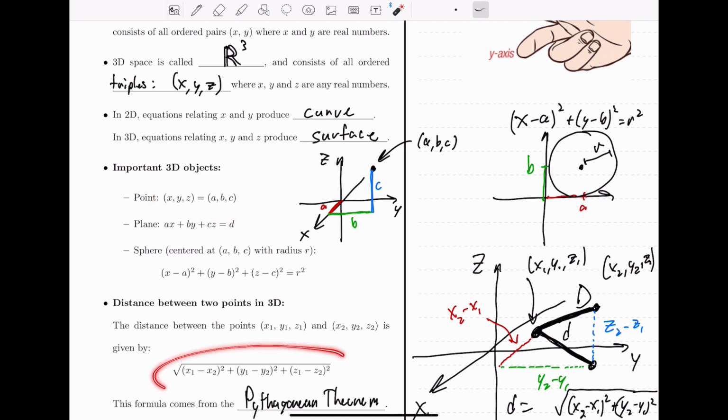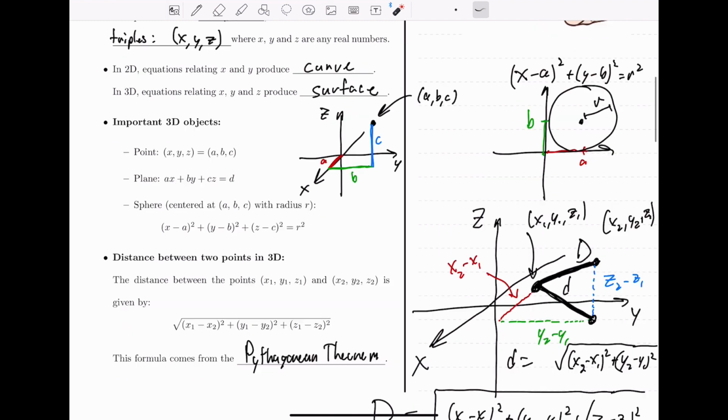The way to find distances in 3 dimensions is to use a generalization of the distance formula for 2 dimensions, which really comes from the Pythagorean theorem, as we saw here. Let's work through some examples now to help us understand these concepts better.